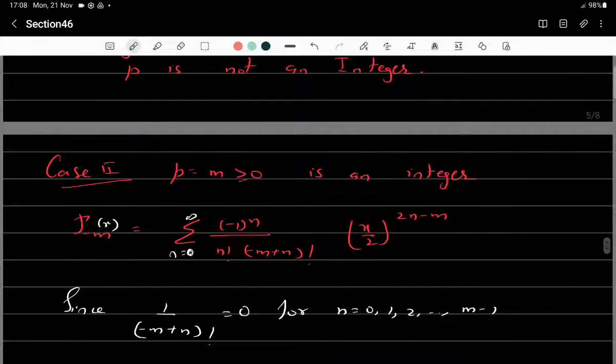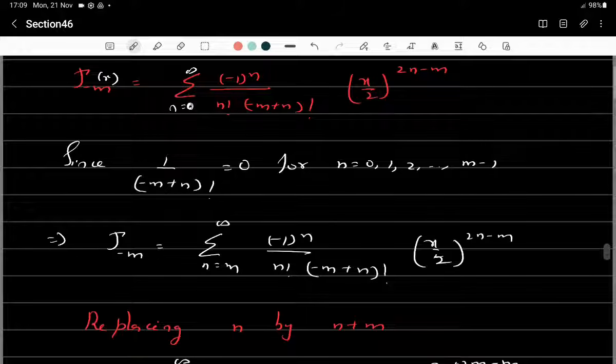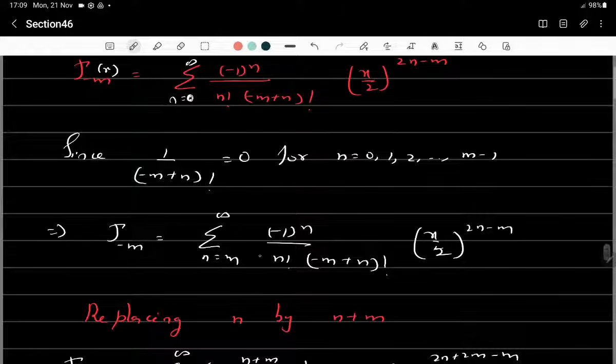So the easy observation is that 1 by (minus m plus n) factorial would be 0 when n is any value from 0, 1, up to m minus 1, since m is an integer. It means that this summation starts from m. So n is equal to m and so on. Now in this summation, if I want to start it from n is equal to 0, I can replace n by n plus m. It's an easy observation. For example, when n is equal to m, the first term is minus 1 raised to the power m, factorial, then 0 factorial.